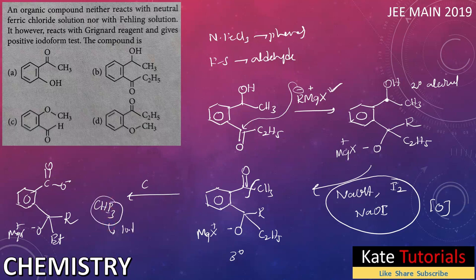This CHI3 is iodoform, which is sweet smelling, and it will be a yellow, shiny crystal. These are the indications that the reaction has completed and we have got iodoform. So this is the reaction. Only this molecule gives the iodoform reaction and Grignard reagent test, and it is not going to give the neutral FeCl3 test nor the Fehling solution test. So this is the required molecule.